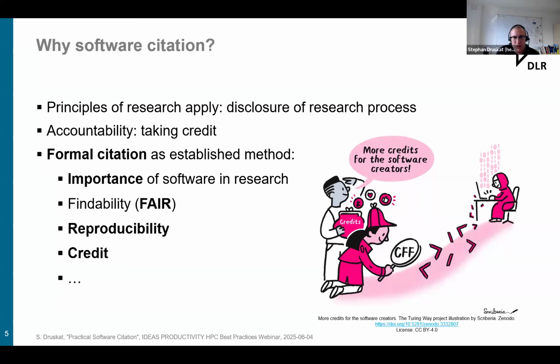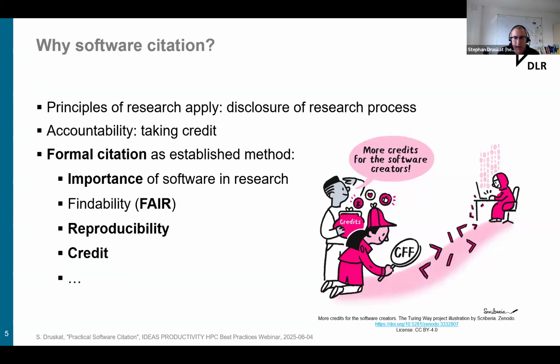Formal citation also can improve findability of software as part of making the software more FAIR. And FAIR is short for findable, accessible, interoperable, and reusable. It has been applied to research data in the past and is increasingly being applied to research software as well.